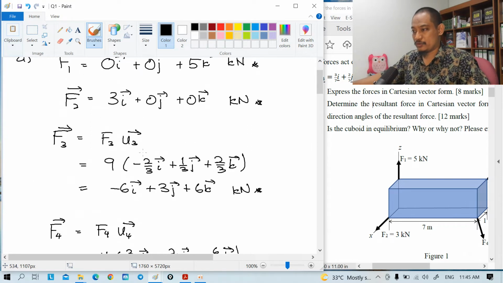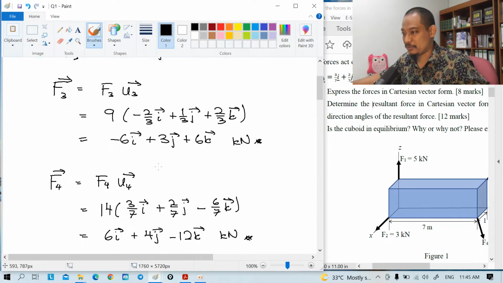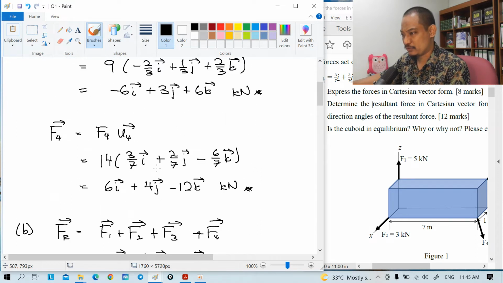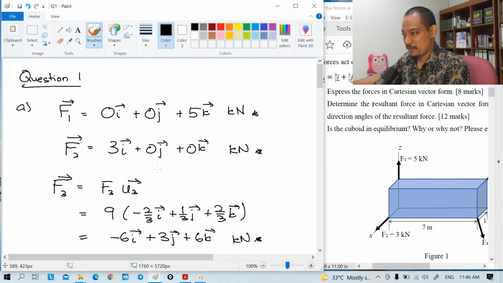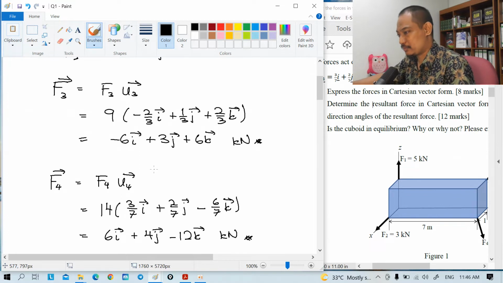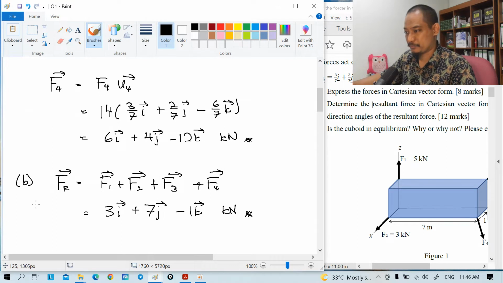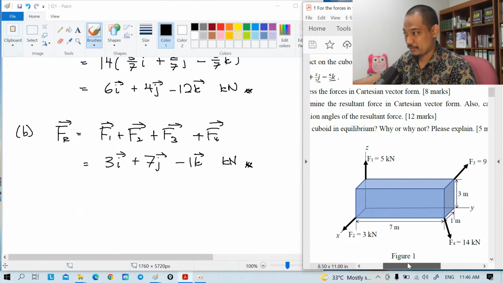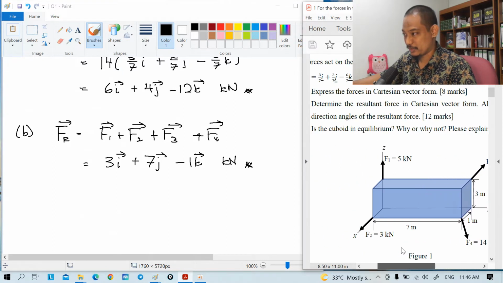Yeah, so just double check. 0 plus 3 minus 6 plus 6 is 3. 0, 0, 3, 4 is 7. 5, 6 minus 12 is minus 1. Alright, that's the first one, resultant force in Cartesian vector form. Then find the magnitude and coordinate direction angle.